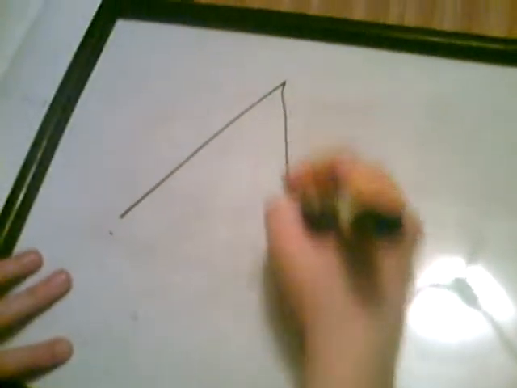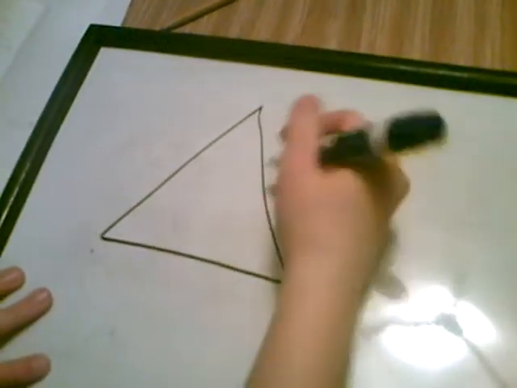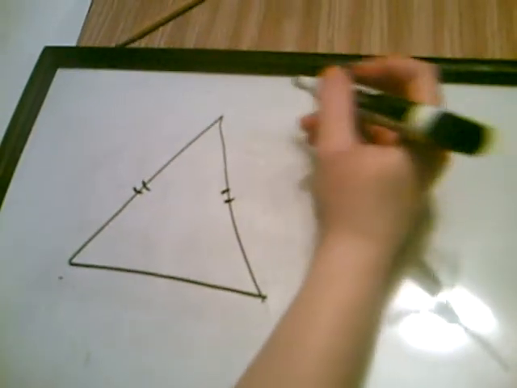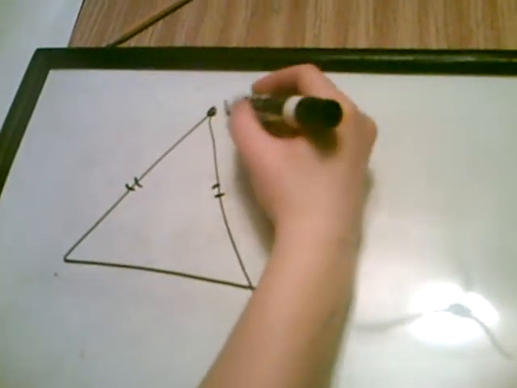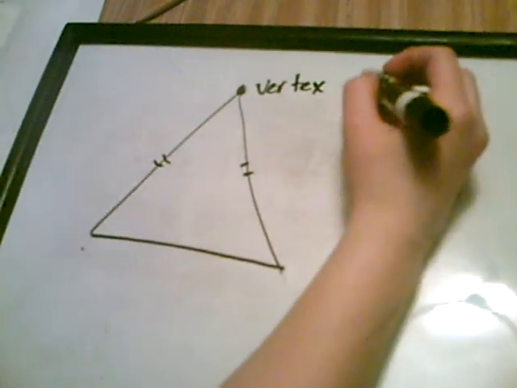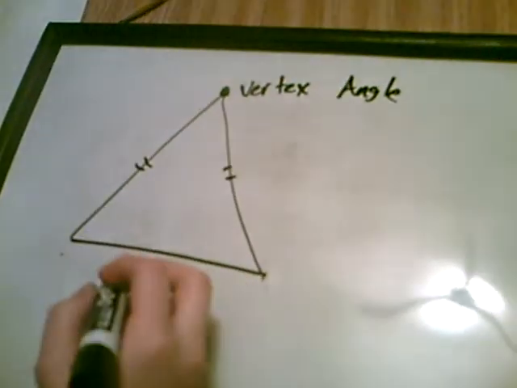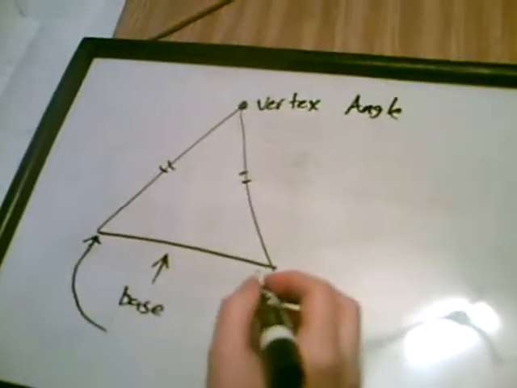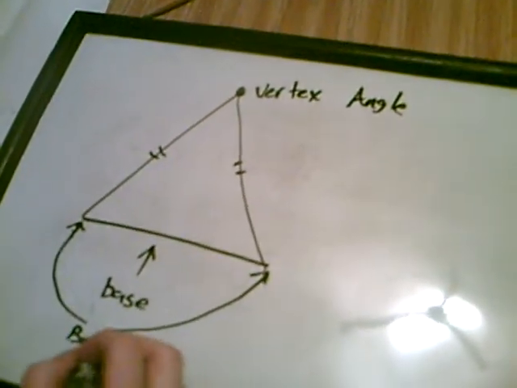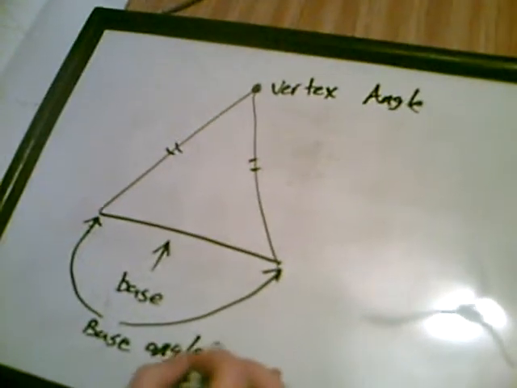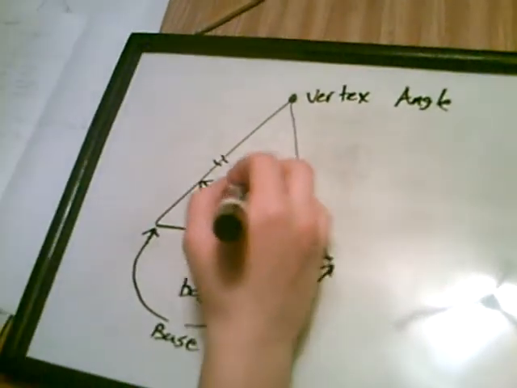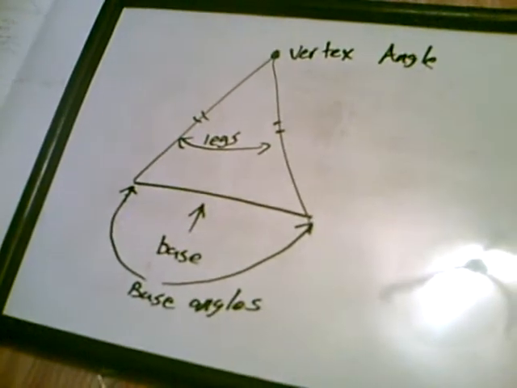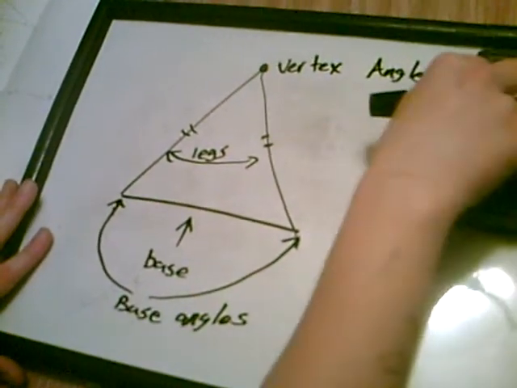Alright, in an isosceles triangle, we know that two sides are congruent. And we have some parts that we name. We call this the vertex angle. We call this the base. And that and that are the base angles. And these two are the legs. Those are just typical terms that you'll hear if you're talking about an isosceles triangle.